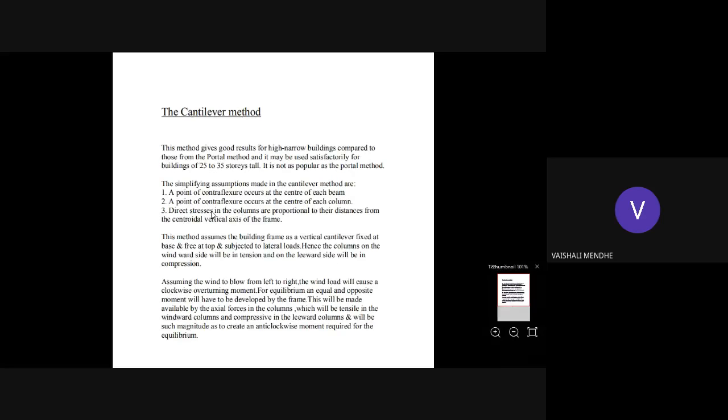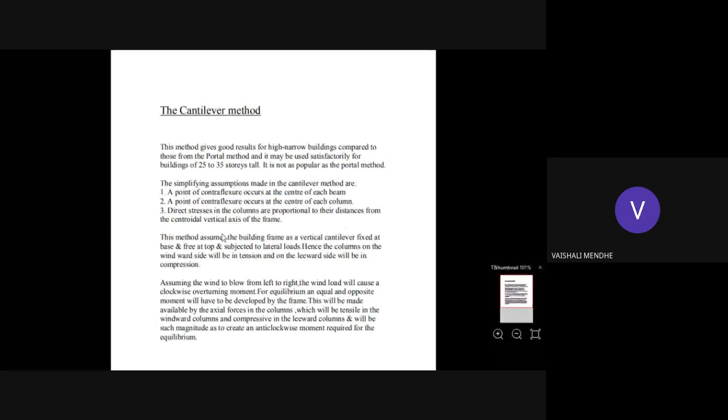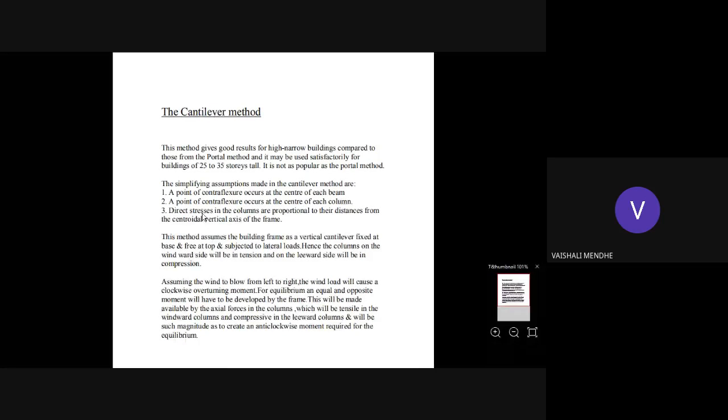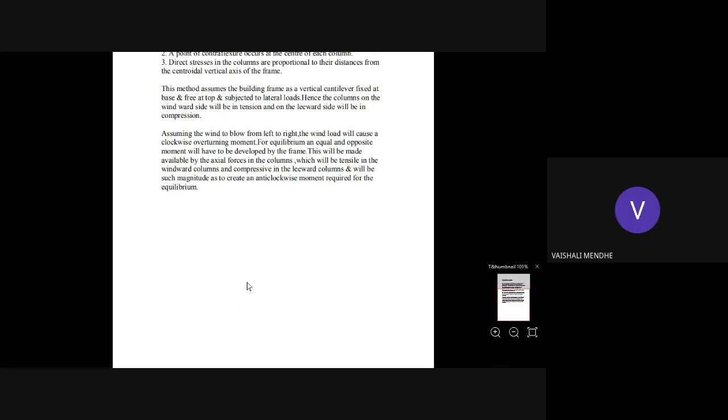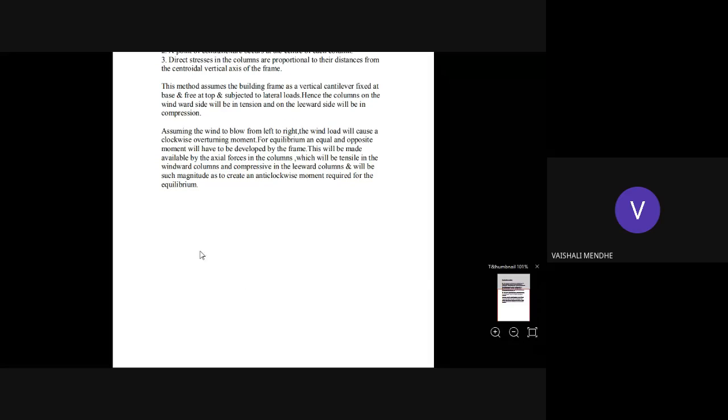So stress is force per unit area. Okay, so force means axial force in the column that is proportional to the distances from the centroidal vertical axis of the frame. So for that you need to locate the centroidal vertical axis of the frame. Okay, so directly I will start the problem and I will explain you how to solve that problem using the cantilever method. So this is a problem here.